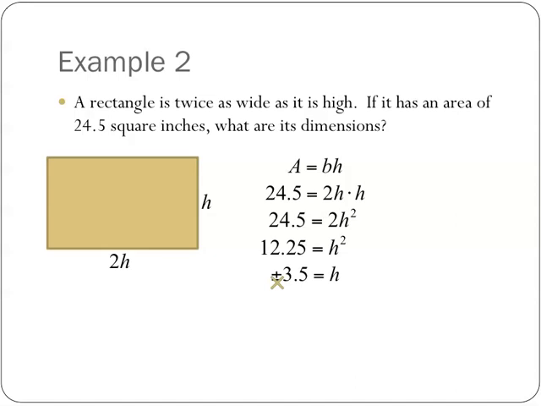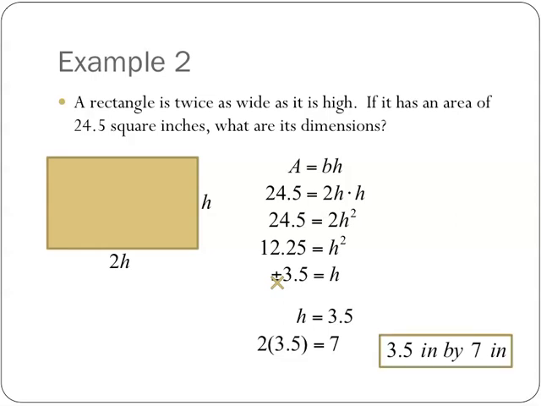So to find the dimensions, which is what the problem is asking for, we know the height is 3.5, and then we just need to find the width, which is 2 times the height. So 2 times 3.5 is equal to 7. So our rectangle has measurements of 3.5 by 7.